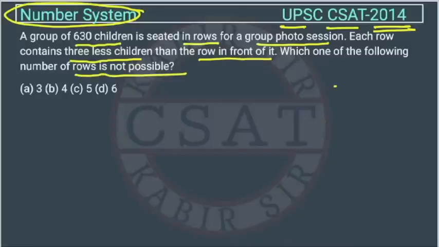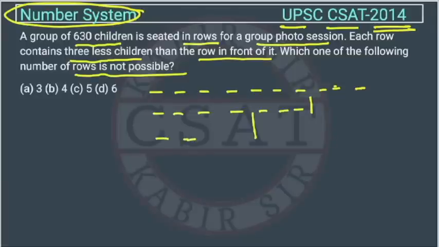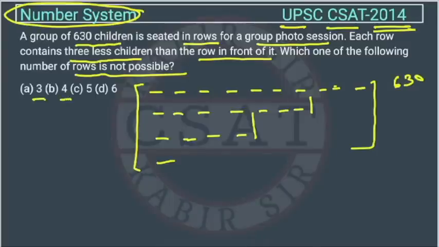So the question is like there are so many people sitting here. In the second row, 3 less will sit, and in the next, 3 less will sit. So in this way the arrangement is there, right? The total number is 630. So we have to find which number of rows is not possible. They have given 3 rows, 4 rows, 5 rows, 6 rows, right? So let's take that there are 3 rows.